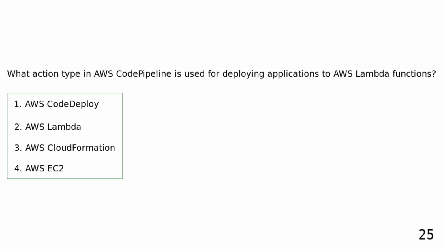pipeline. What action type in AWS CodePipeline is used for deploying applications to AWS Lambda functions? AWS CodeDeploy. AWS Lambda. AWS CloudFormation. AWS EC2. AWS Lambda is the action type used for deploying applications to AWS Lambda functions within AWS CodePipeline.